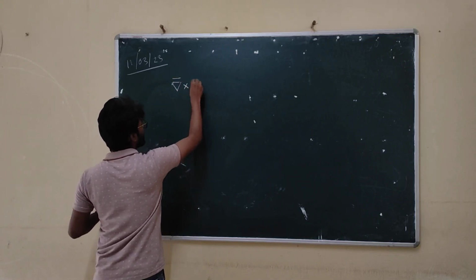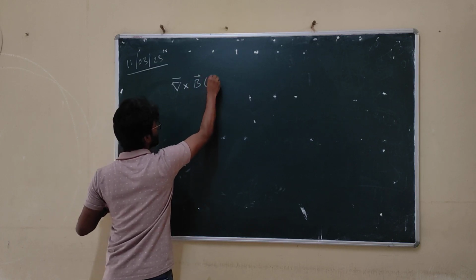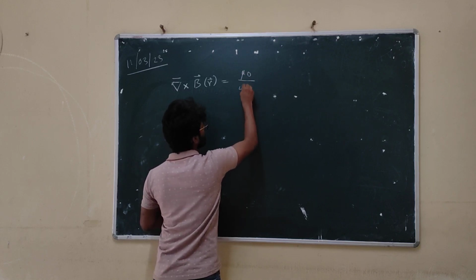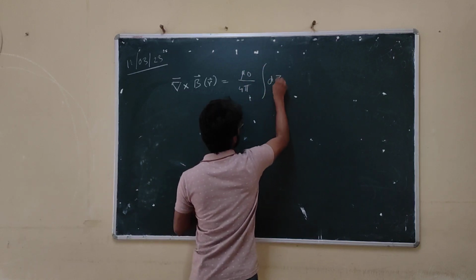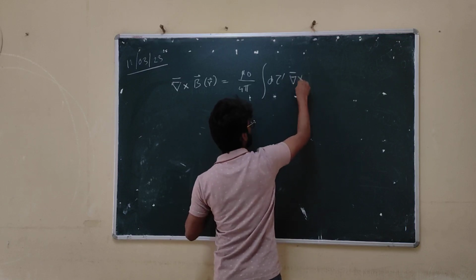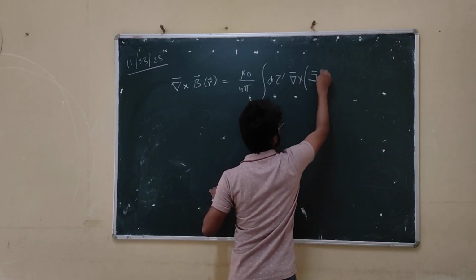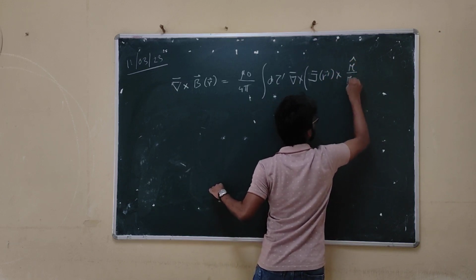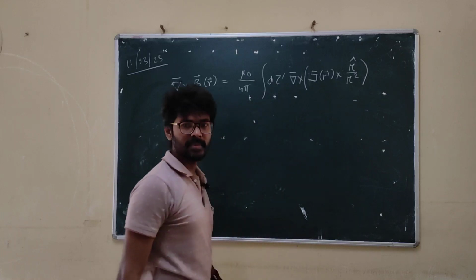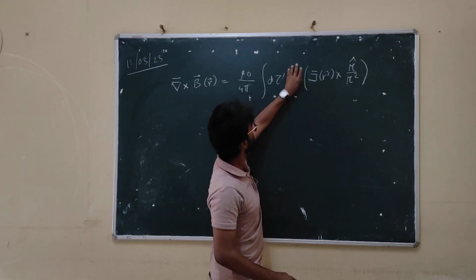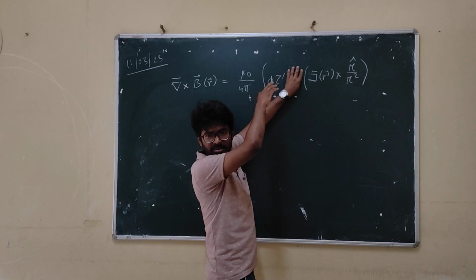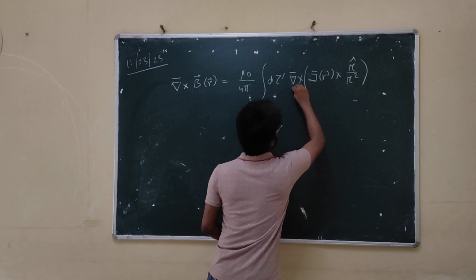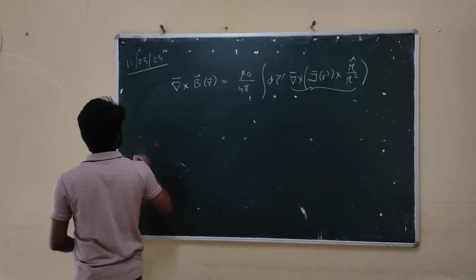Curl of magnetic field. This is what we are calculating. So Biot-Savart law, curl, right? This is our whole Biot-Savart law for the magnetic field of a current. Okay. Then we expanded this.